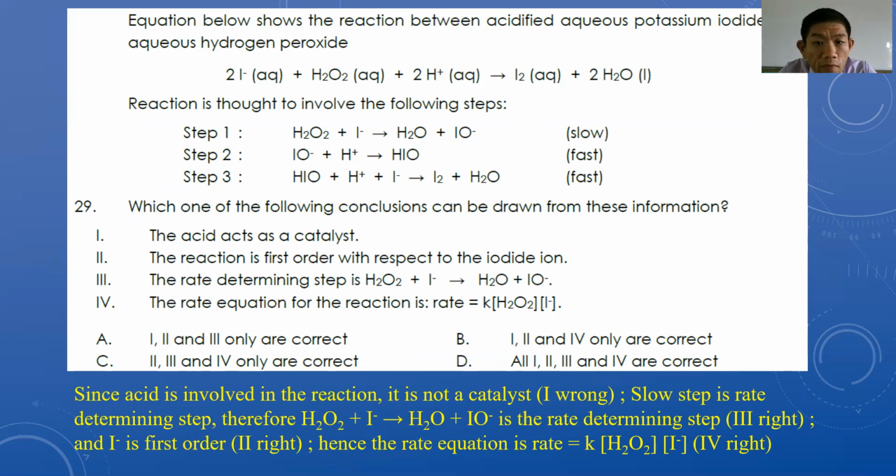Number 2, the reaction is first order with respect to iodide ion, which is true because I^- is in the rate determining step, so it is first order. The rate determining step is H2O2 plus I^- gives H2O plus IO^-, which is true because it is a slow step. And then the rate equation can be written as rate equals k[H2O2][I^-], which is also correct. So that is how we are going to determine. So the best answer in here is C.